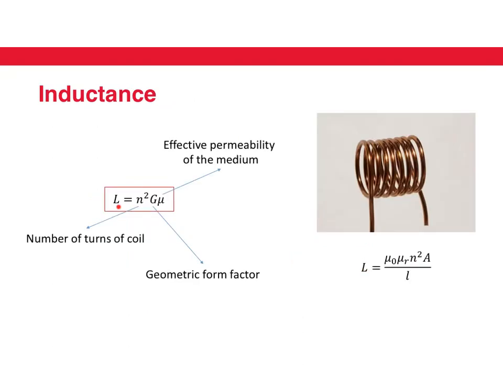The inductance L is dependent on the number of turns of the coil, and it is dependent on a quantity called the permeability of the medium. It is also dependent on a geometric form factor which takes into account the shape of the coil that we are using. So for example, for this kind of inductor shown in this image, the inductance is given by N square A over L, times the permeability. This is the permeability of vacuum, and this is the relative permeability of the medium that we are using.